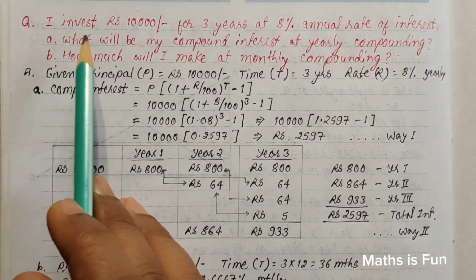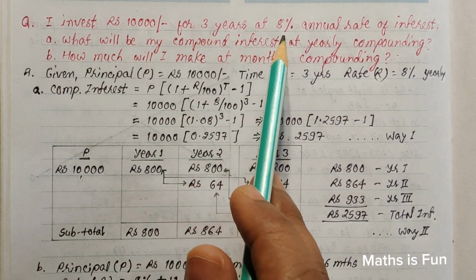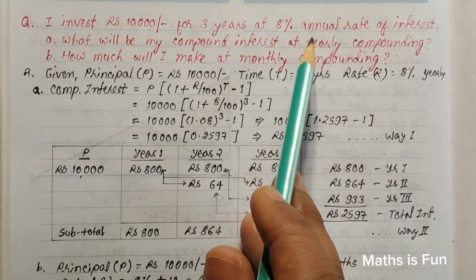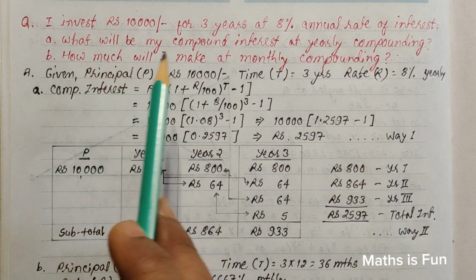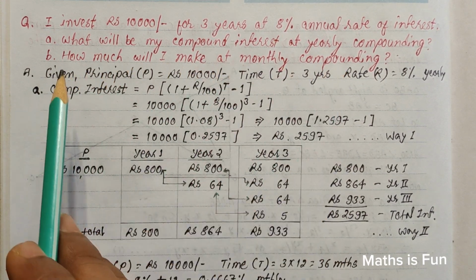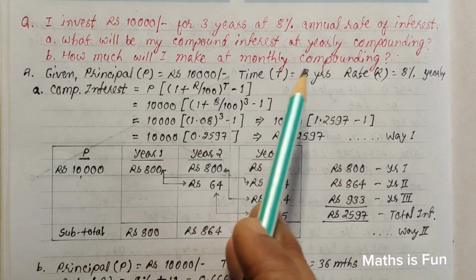The question is, I invest rupees 10,000 for 3 years at 8% annual rate of interest. A. What will be my compound interest at yearly compounding? B. How much will I make at monthly compounding?